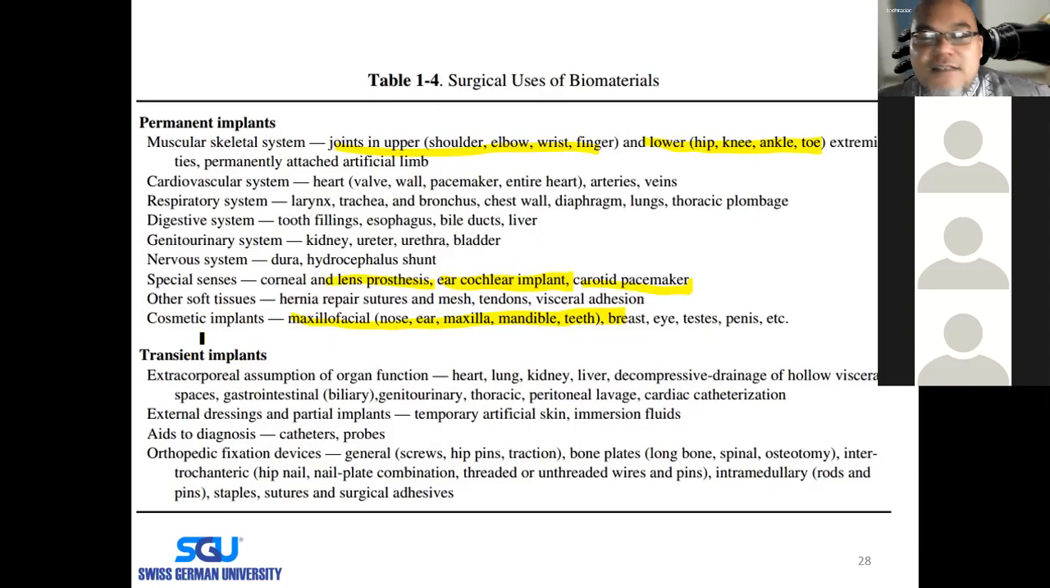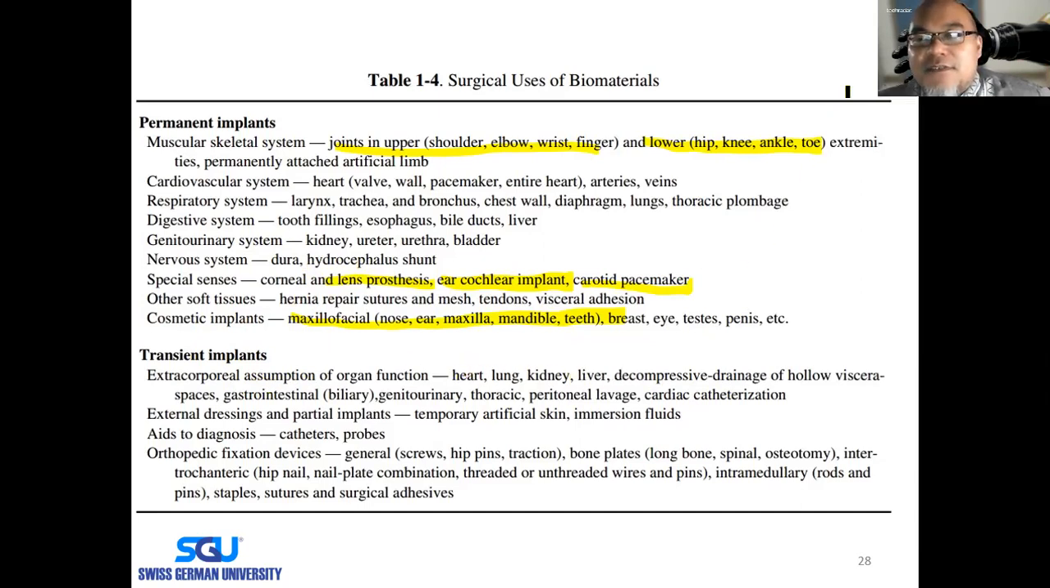Biomaterial can also be used for transient implants, for example for the heart, lung, and kidney, usually for healing purposes. External dressings and partial implants include artificial skin, temporary artificial skin, for example for burn wounds, for people who have burned part of their skin. It could be healed using artificial skin temporarily to stimulate the surrounding skin tissue to grow and cover the wound.